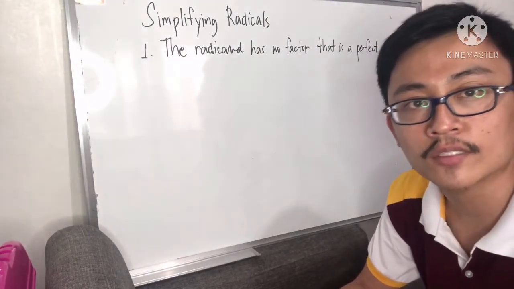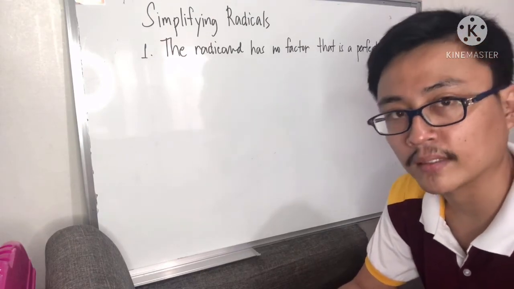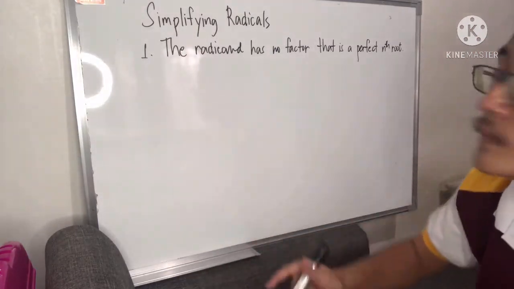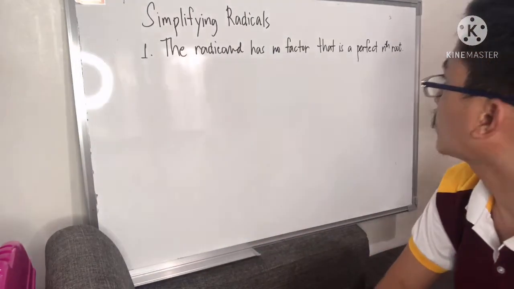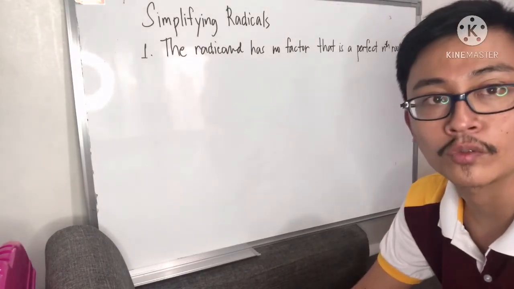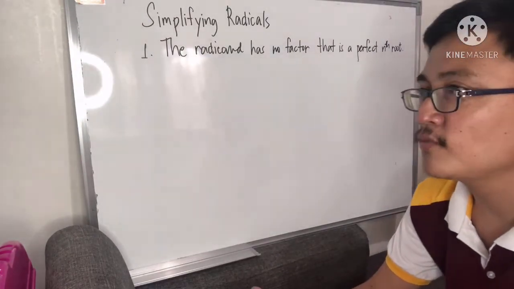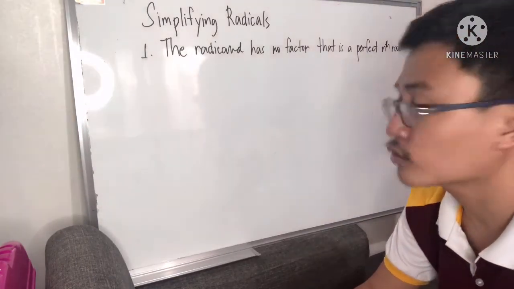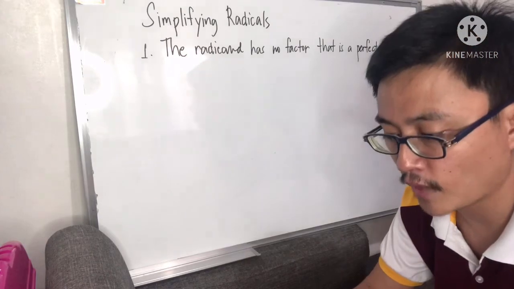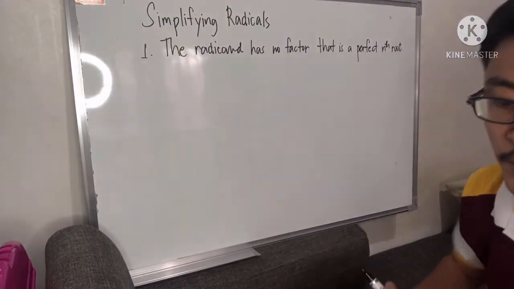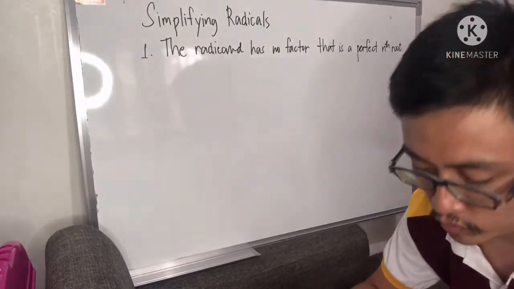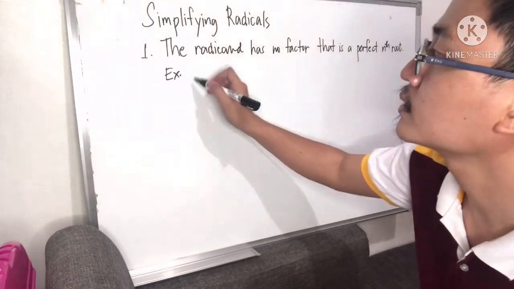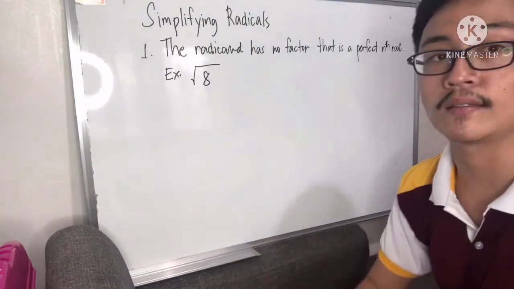Okay, so the first condition to be met in order to simplify radicals is number one, the radicand has no factor that is a perfect nth root. So, if the given radicand is not a perfect nth root, then we have to think of factors, para ma-simplify natin yung radical. Okay, so yung first example natin is square root of 8.